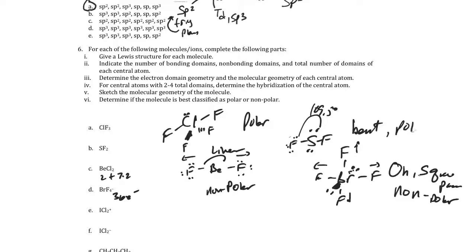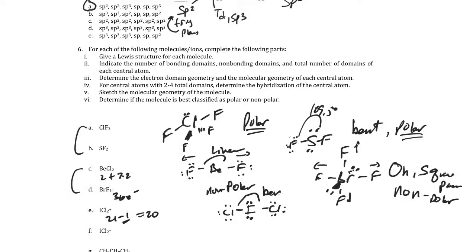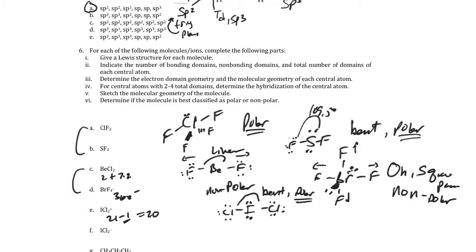SF2 is polar because the fluorines are not opposite, pulling away from the sulfur, so that's definitely polar. So the first 2 molecules are polar, the next 2 are non-polar. ICl2 plus, so that's 21 minus 1 for the charge, for 20 electrons, and so that's going to be a central iodine, 2 chlorines with lone pairs, and that gives iodine 2 lone pairs. So this is a structure just like SF2. And so this definitely ends up being bent, 109.5 degrees, also definitely polar since it's not a linear molecule.